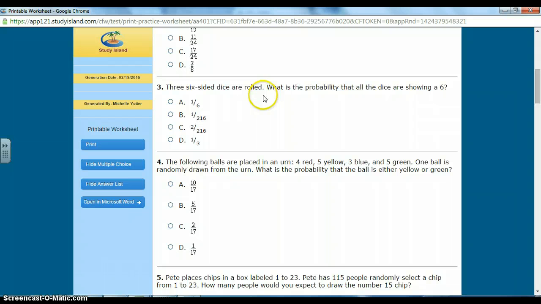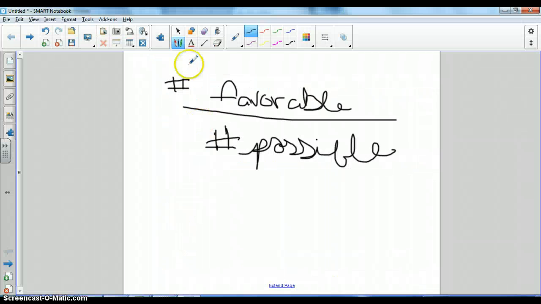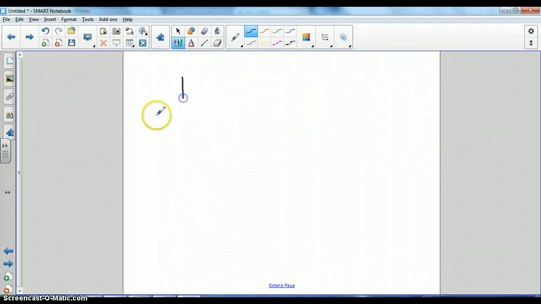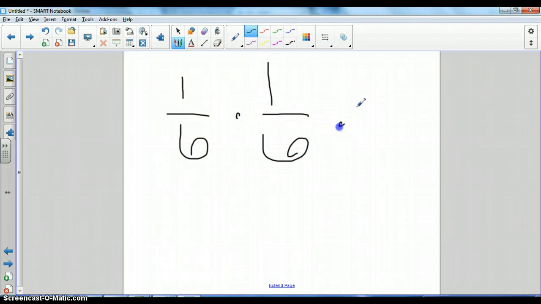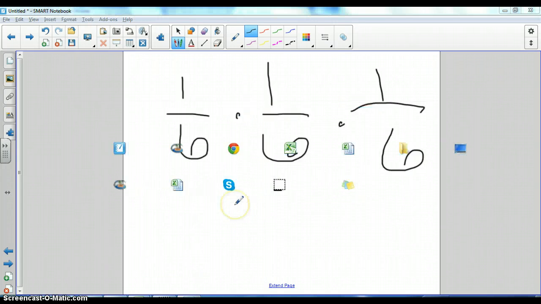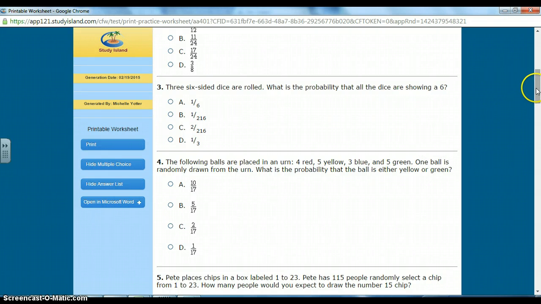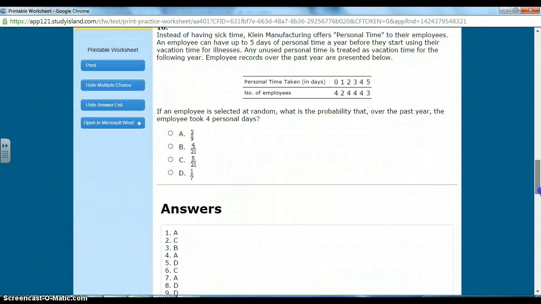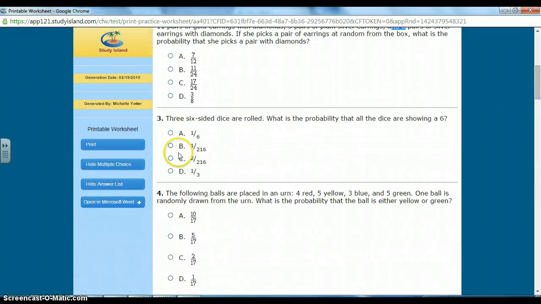3 6-sided dice are rolled. What is the probability that the dice are all showing a 6? So each die that is rolled, the probability of it showing a 6 is going to be 1 out of 6. And if we are doing 3 of them, we're just going to multiply them all times each other. Probability of the first die throwing a 6 is 1 out of 6. Probability of the second is 1 out of 6. Probability of the third is 1 out of 6. So you multiply them all together, and you get 1 out of 216, I believe is the answer. Yes.